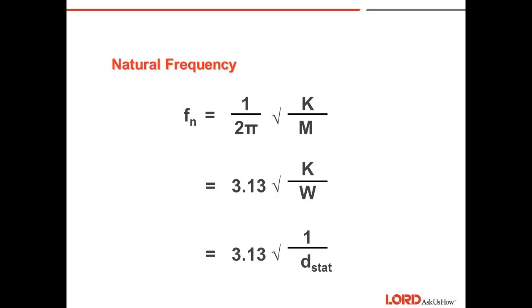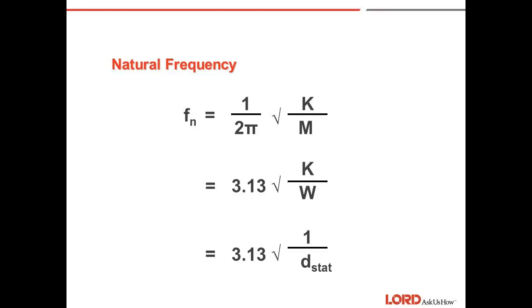The natural frequency. If a load or deflection is applied to our simple spring mass system and then released, the mass will vibrate at a constant rate. We call this condition resonance, and the vibration rate is called the natural or resonant frequency.